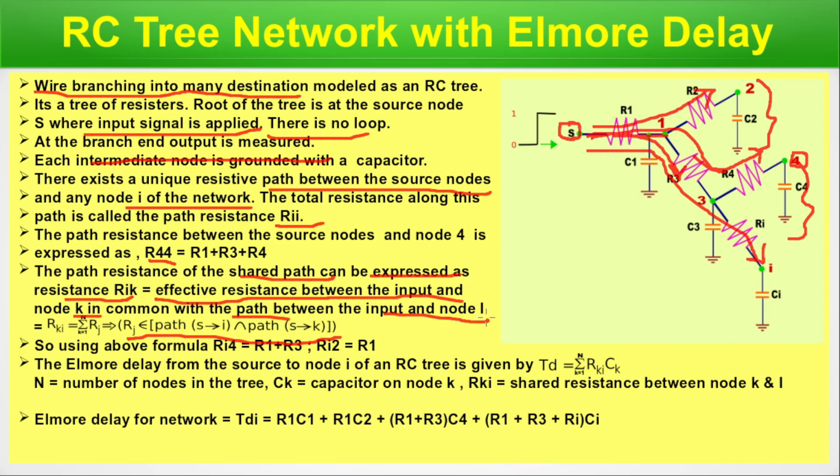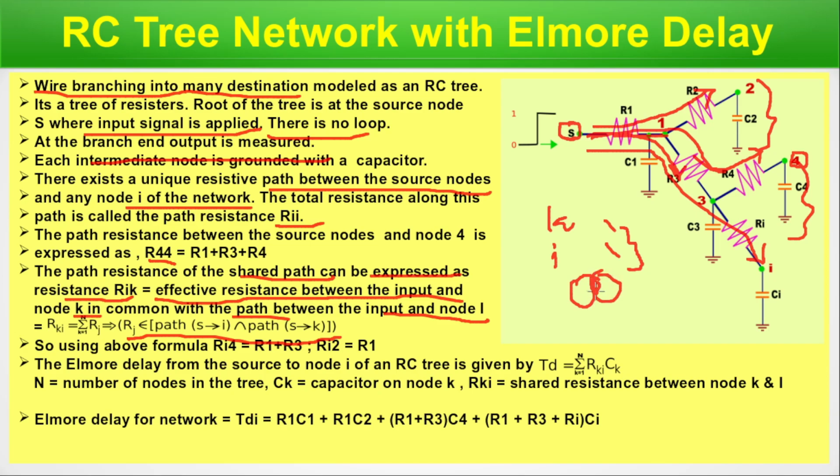If we want to calculate the shared path resistance between two different nodes k and i, we have to take the effective resistance between the input and node k, and the effective resistance between the input and node i, and take the common part of these two, like this. Rj belongs to path S to i, intersection path S to k, not union, intersection. I hope we all remember set theory. If that is a set and that is a set, this is the intersection, the common part.